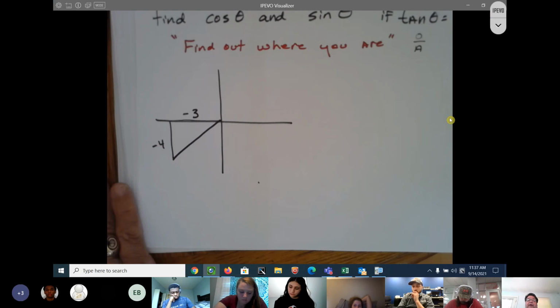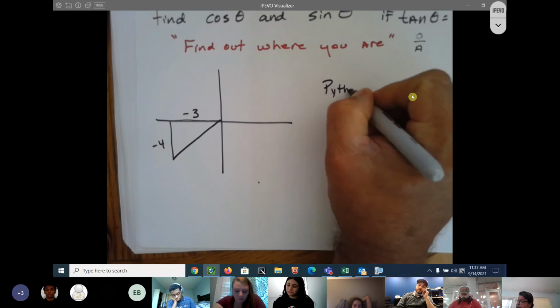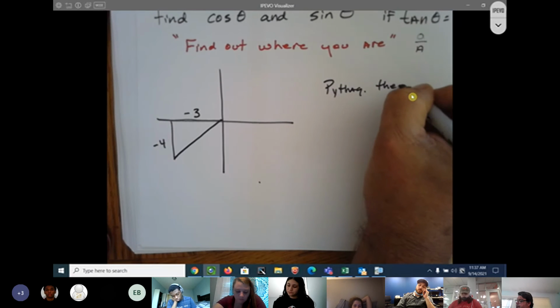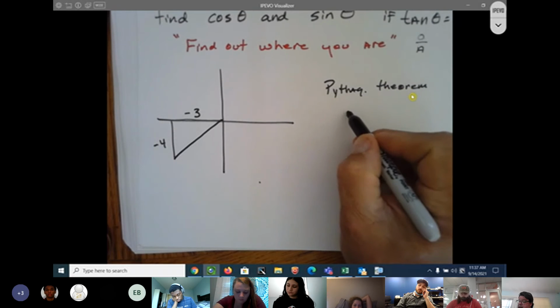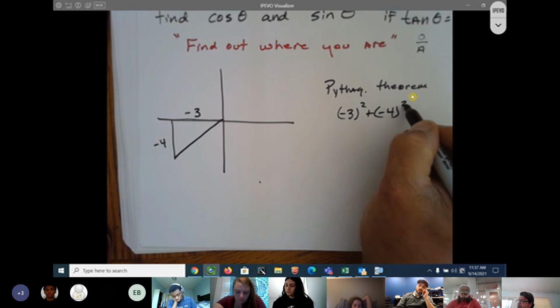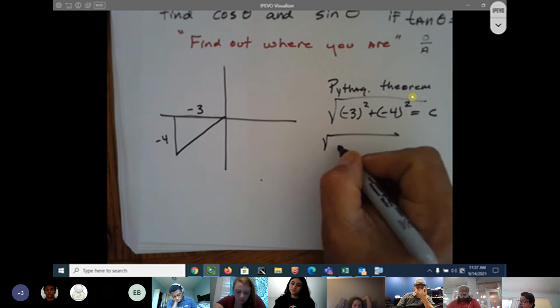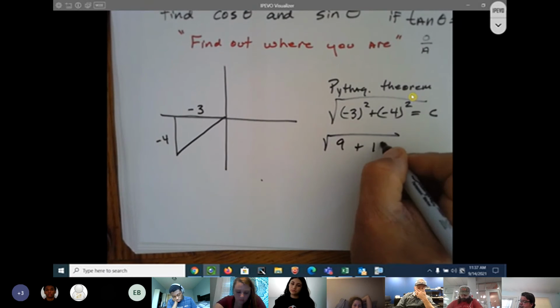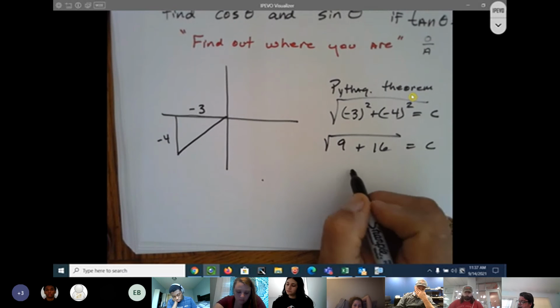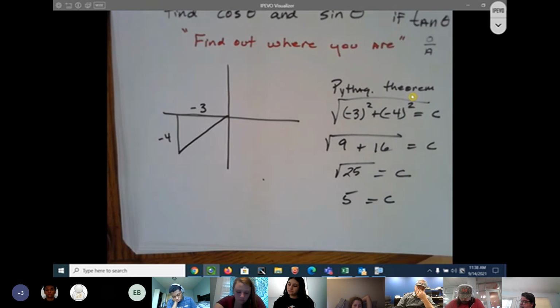So what can we use now to find the hypotenuse? The Pythagorean theorem. And that's -3 squared plus -4 squared is equal to C. And that's going to be 9 plus 16 is equal to C. And that's going to be 25. And C is equal to 5.